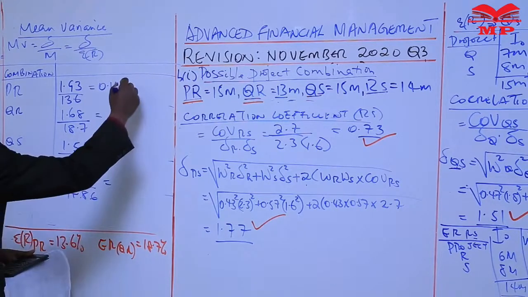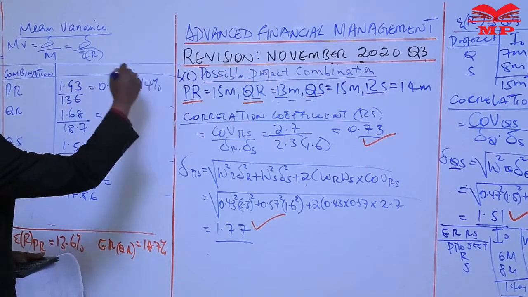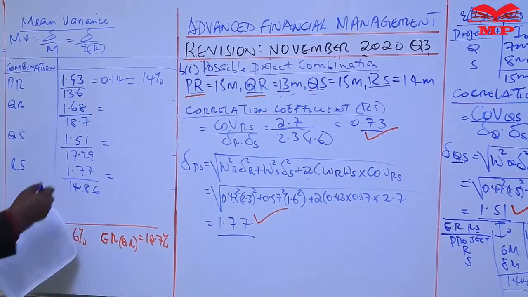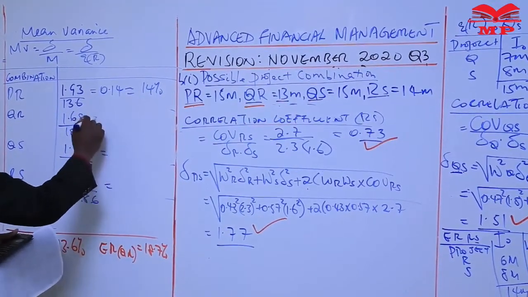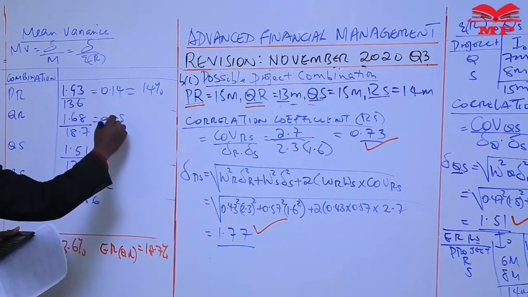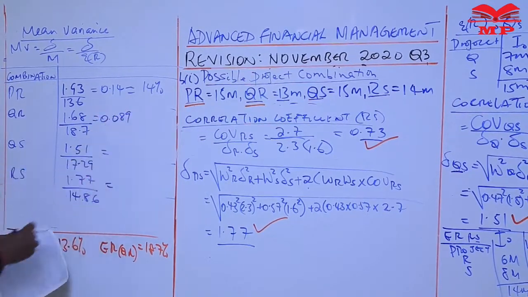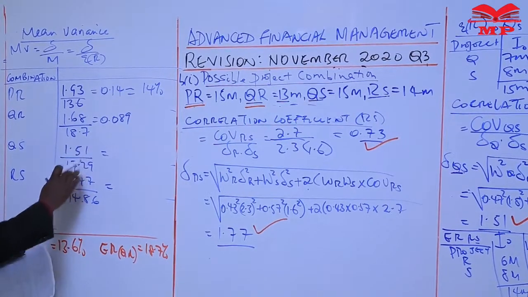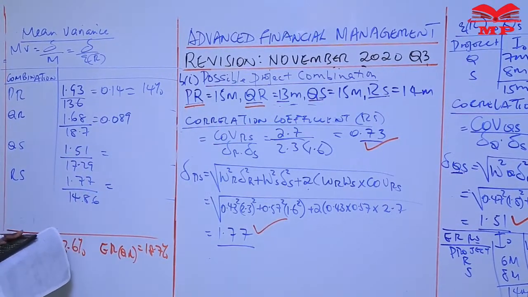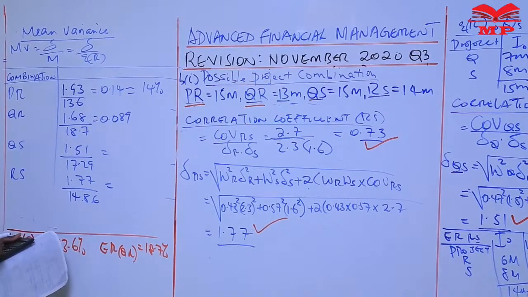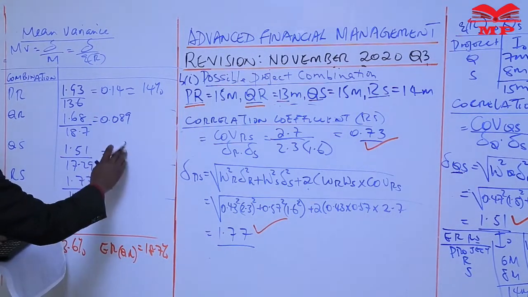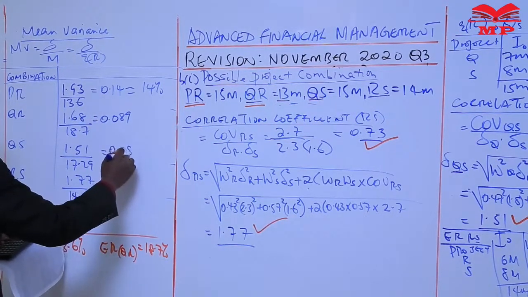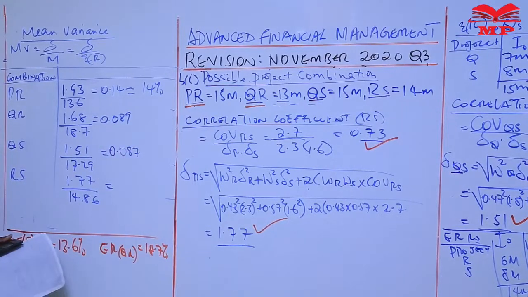is equal to 0.14. When converted into percentage, this is 14%. Next is 0.09. Next, 1.51 divided by 17.29 is 0.087.